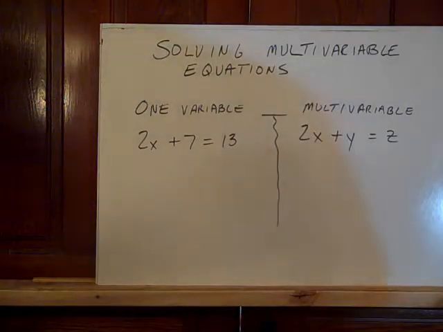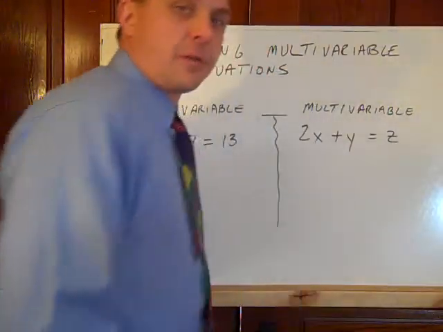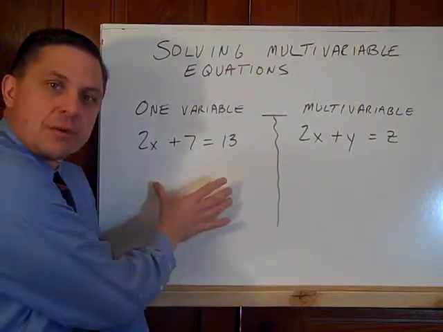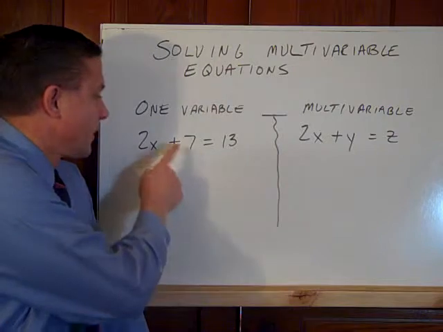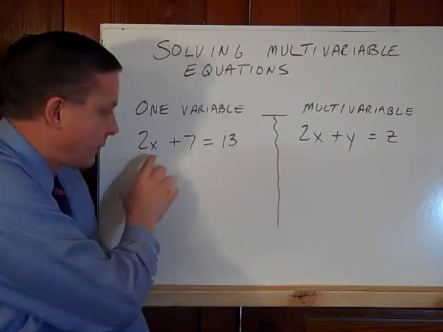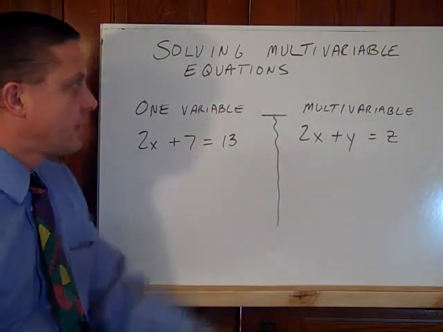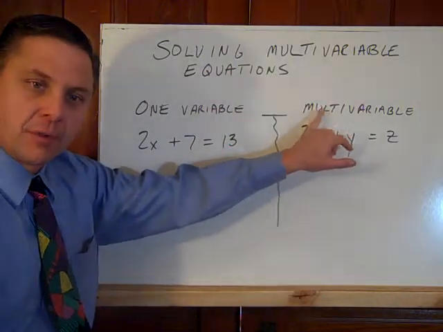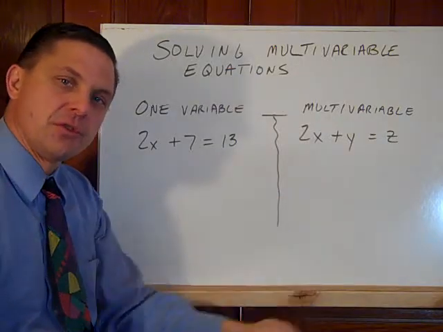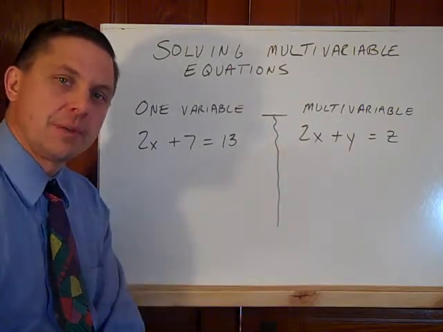All right, today we're going to take our discussion further on solving equations. Now, we're really good at solving one variable equations. 2x plus 7 equals 13. One variable, the x. We could easily solve this. Today we're going to talk about solving multivariable problems. X, y, and z. Notice there are 3 variables in this equation with only one equal sign.